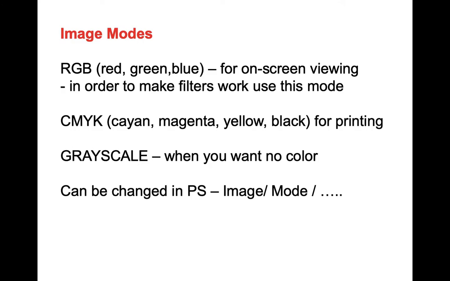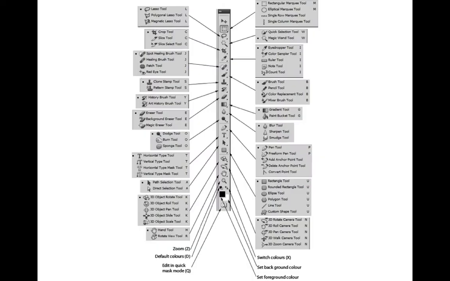You can use grayscale format when you don't want to have any color as well. And finally, again, you can go to the Image Mode menu and change it to RGB, CMYK, or grayscale, or whatever you may need.